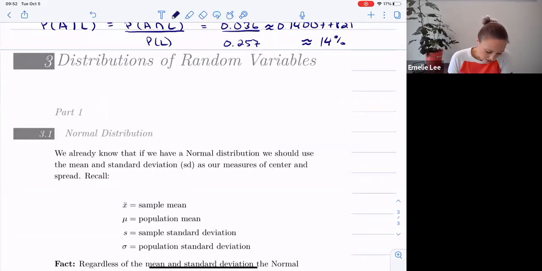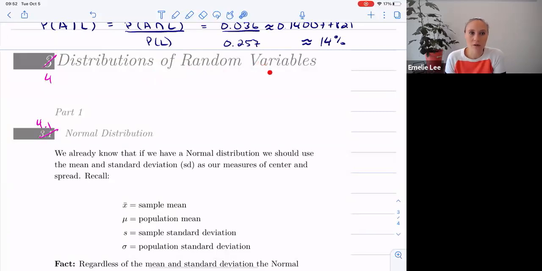So this is now called chapter 4, 4.1. But the content is the same. So what we're going to start talking about is distributions of random variables.